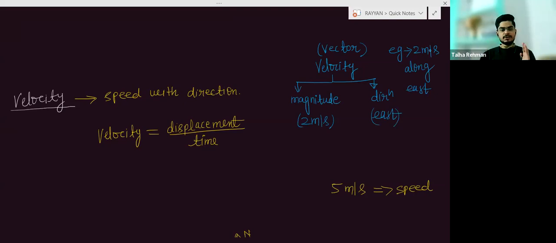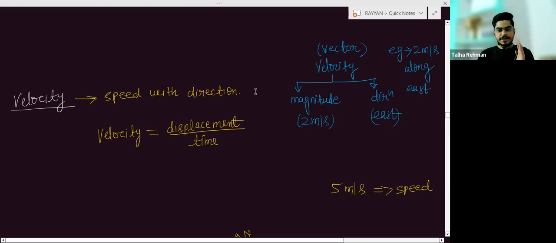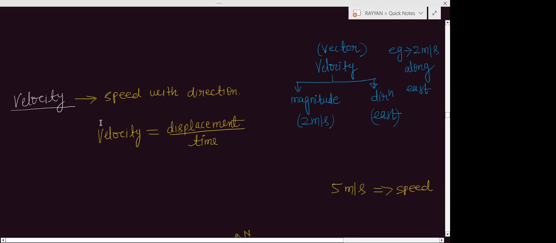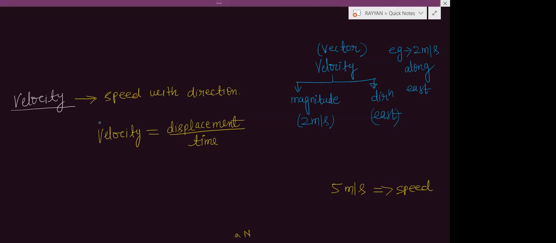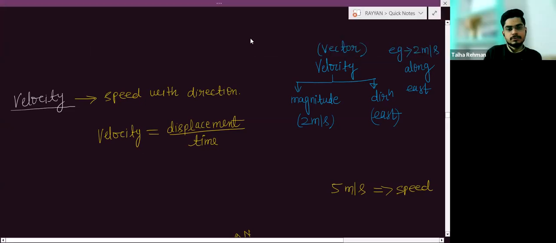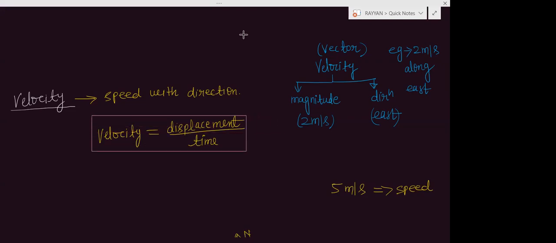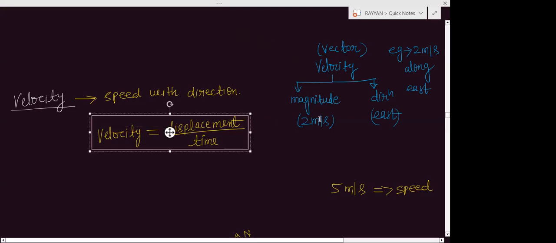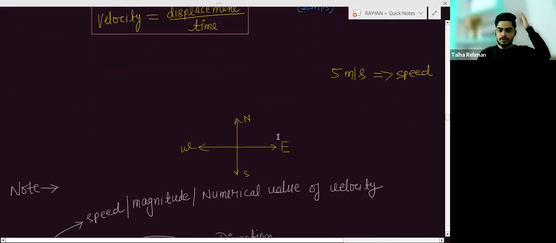Like speed is defined as distance divided by time, speed is defined as distance covered per unit time. In the same way, velocity is defined as displacement covered per unit time.